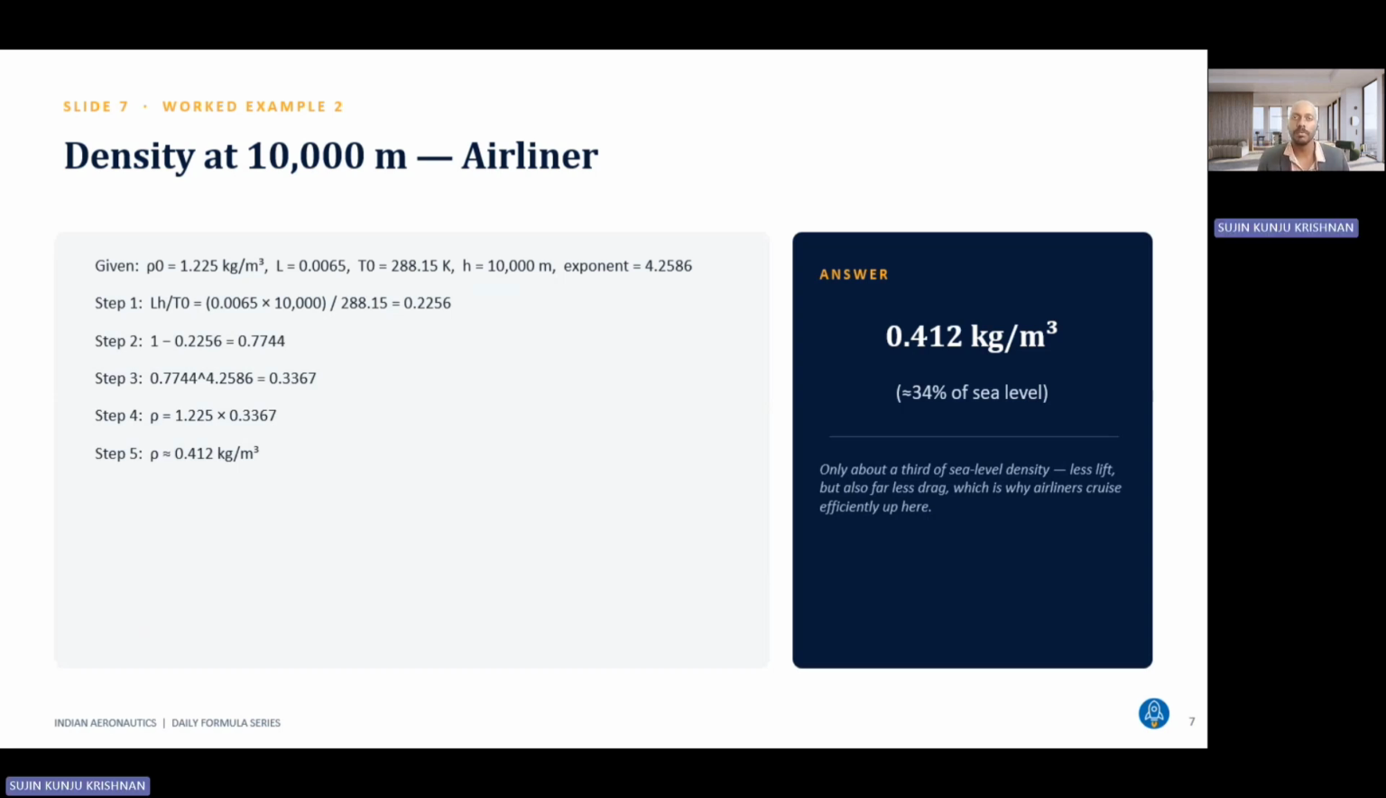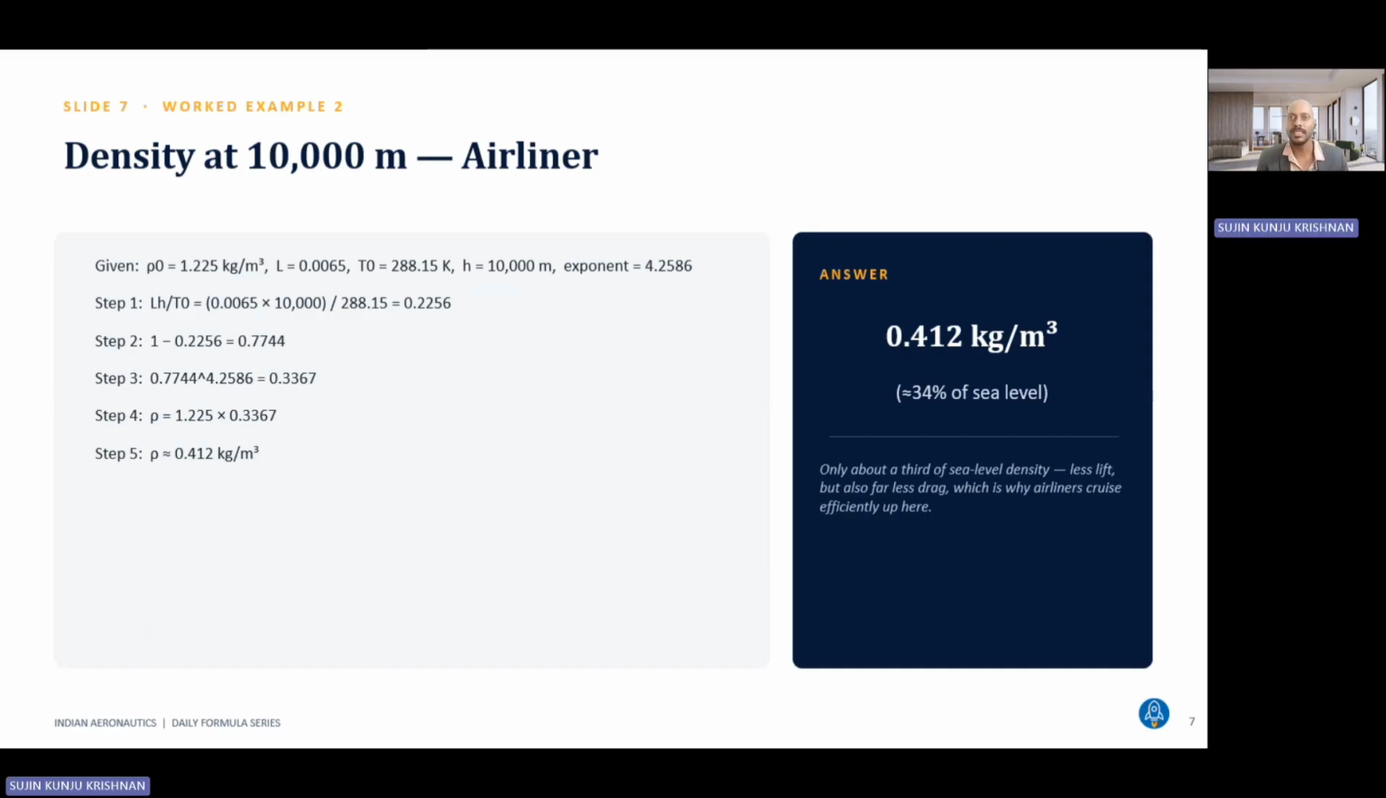Three mistakes to avoid. First, don't confuse the density exponent with the pressure exponent. Pressure uses G over RL, density uses G over RL minus 1. Mixing them up is the single most common error on this formula. Second, you can reuse your day two bracket calculation, 1 minus LH over T0, since it's identical for both pressure and density at the same altitude. Just don't reuse the exponents.